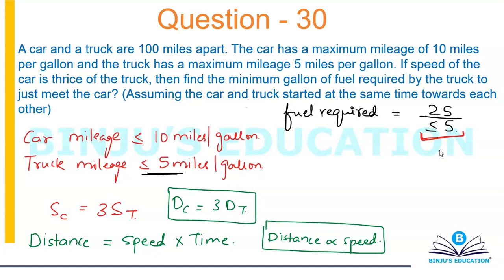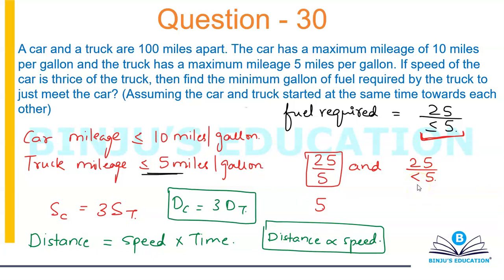What I'm going to do is break this into two parts. I'm going to rewrite this as 25 divided by 5 and 25 divided by something less than 5. It's going to be easier for you, trust me. What is 25 by 5? 25 by 5 is 5. This is 25 divided by something less than 5.